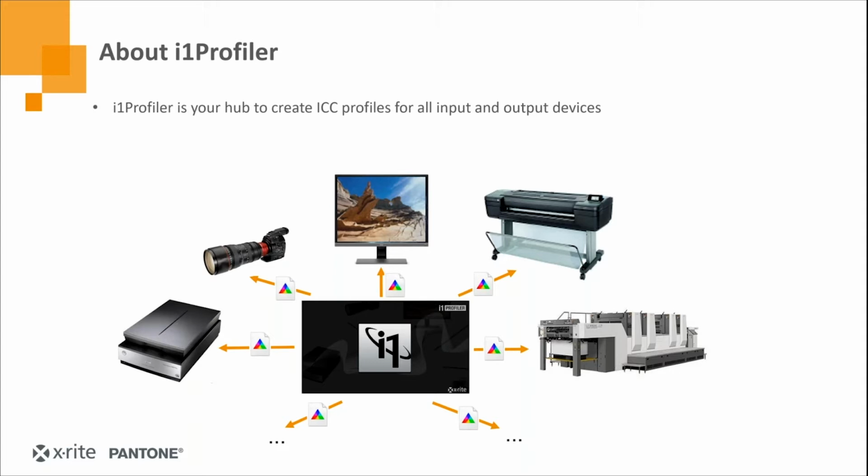So i1 Profiler is used in nearly any market where prints are produced: in photo and fine art printing, photo labs, design studios, pre-press and press houses like offset, gravure, or flexo, or even industrial printing like textile, ceramics, packaging, signage, and much, much more. i1 Profiler runs on all current Mac and Windows environments, so it is really your hub to create ICC profiles for all your current and even future input and output devices.